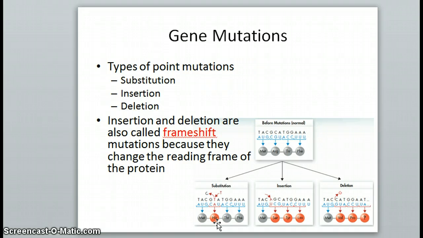Point, insertion, and deletion mutations are considered frame shift mutations because adding or deleting a nitrogen base changes how the rest of the mRNA sequence is read. It's called shifting the reading frame when the groups of 3 bases are shifted because of a newly added or deleted base. You can see the insertion and deletion have caused all of the amino acids after the mutation to be different.